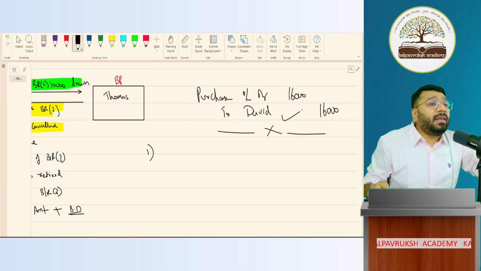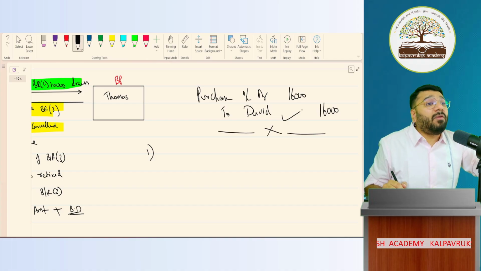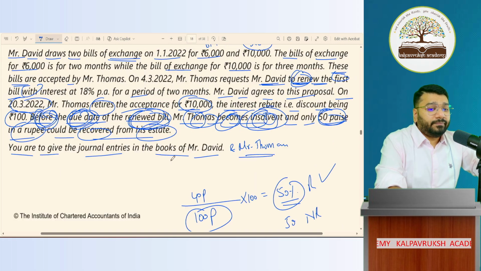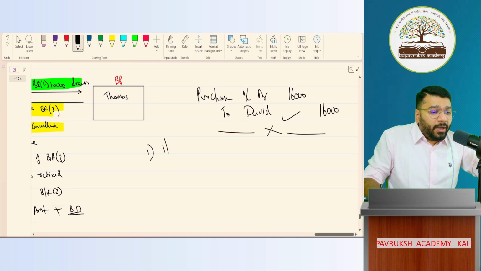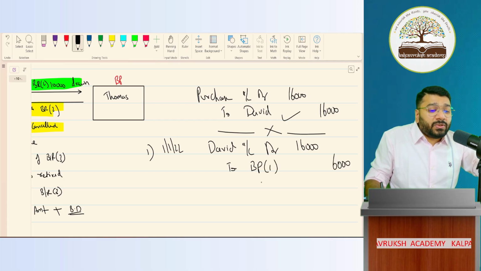Upon accepting the bill, unsecured liability will be closed and what will be created? Secured liability in form of BP. So what is the entry on the date of acceptance of bill? 1/1/22. David account debit for cancellation of unsecured creditor, and I'm accepting two bills, one for 6,000, another for 10,000.